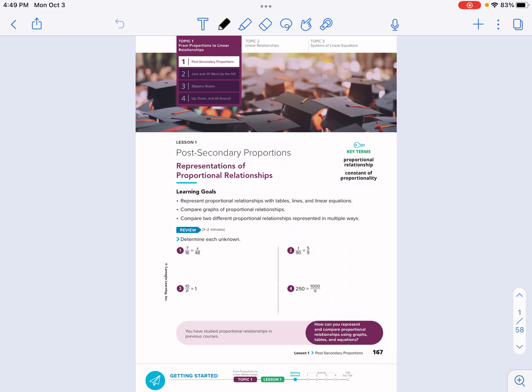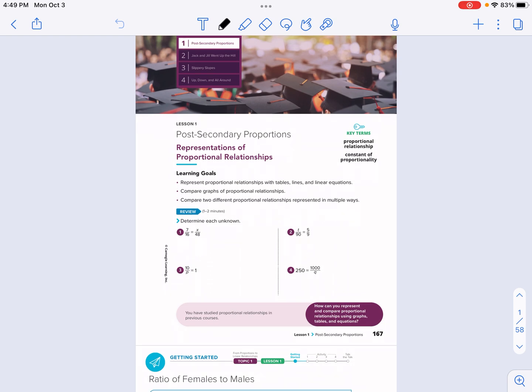The topic for this new module and topic is proportions and then learning about linear relationships. So we're kind of going a little bit away from geometry, now going toward proportionality and lines and things like that. Anyways, our learning goals: represent proportional relationships with tables, lines, and equations. We'll be comparing graphs and then comparing different ways to represent linear relationships.